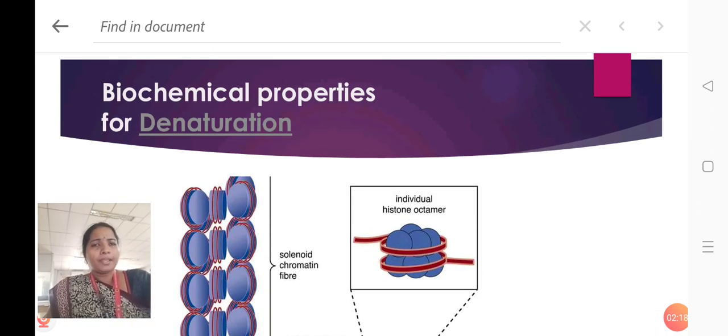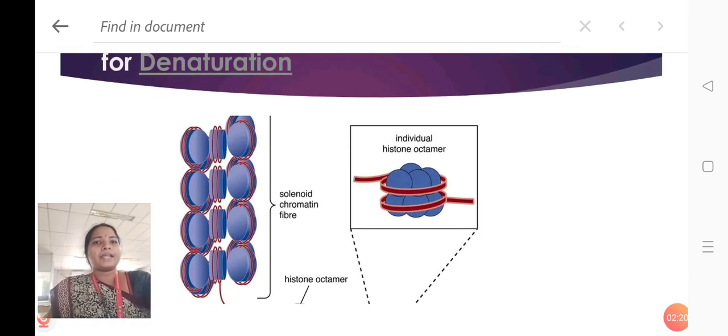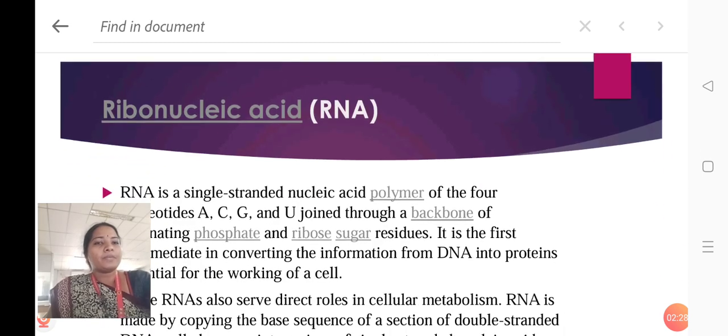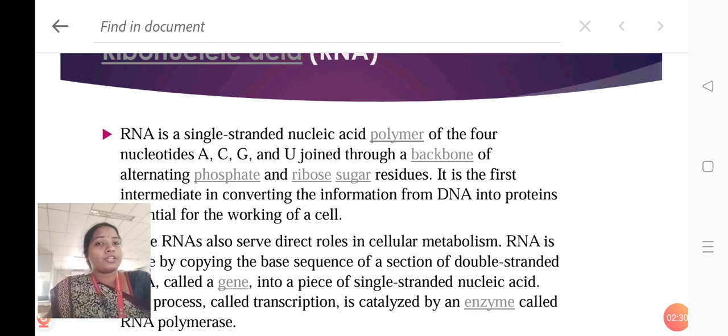So, the biochemical properties for denaturation involve a solenoid chromatin fiber and the histone octamer. That is, the individual histone octamer is used here in the process of denaturation.